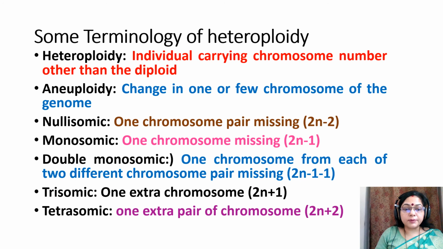Let us see some terminology applied in polyploidy breeding. Heteropolyploidy: individual carrying a chromosome number other than the diploid. Aneuploidy: change in one or a few chromosomes of the genome. Nullisomic: one chromosome pair missing, that is 2n minus 2. Monosomic: one chromosome missing, that is 2n minus 1. Double monosomic: one chromosome from each of 2 different chromosome pairs missing, that is 2n minus 1 minus 1. Trisomic: one extra chromosome present, that is 2n plus 1. Tetrasomic: one extra pair of chromosomes present, that is 2n plus 2.